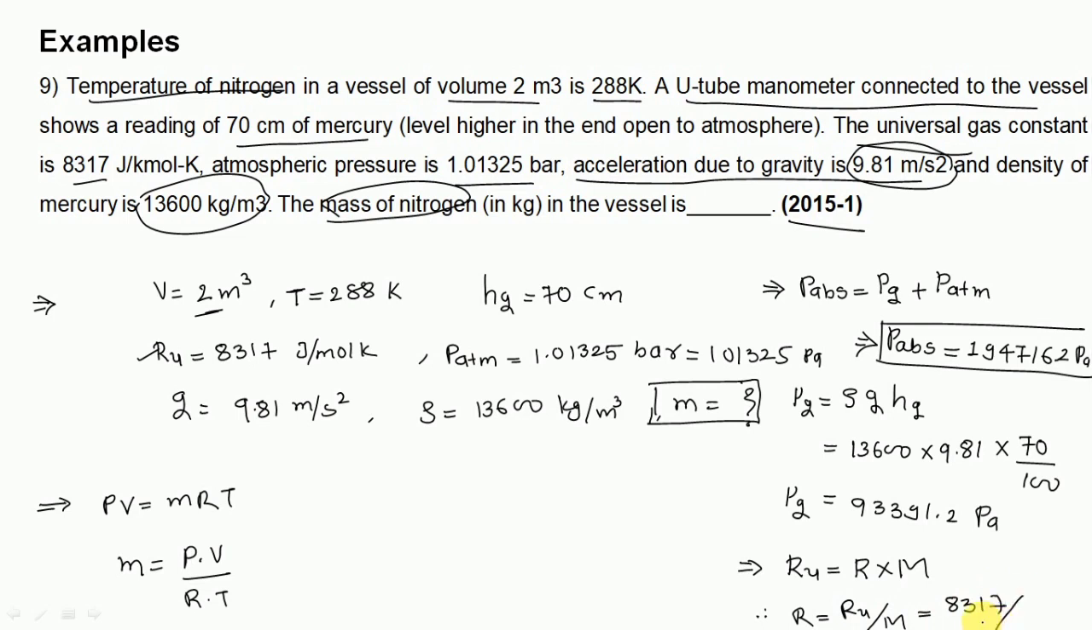Okay, and the molecular mass of nitrogen. If you remember, the molecular mass of nitrogen, N2, is 28. So divide by 28 and you get the value of R. So from here you can find the value of R.